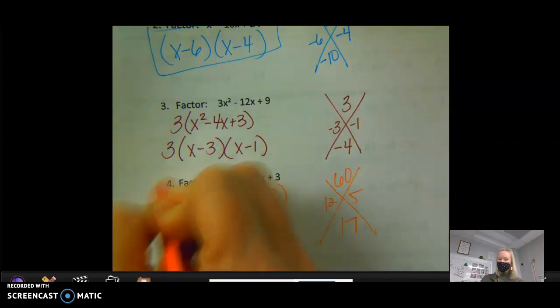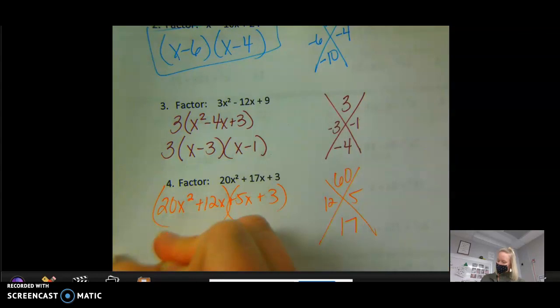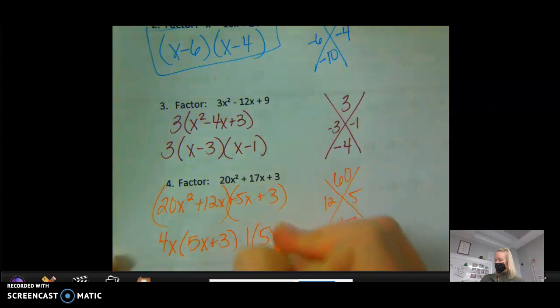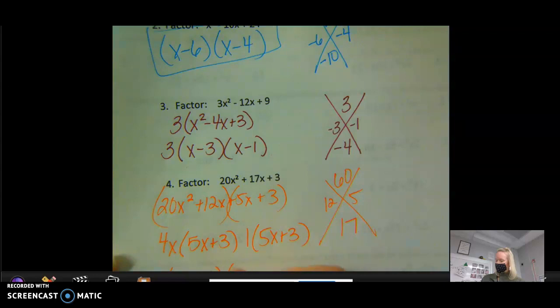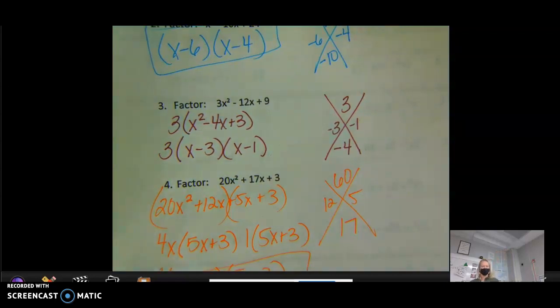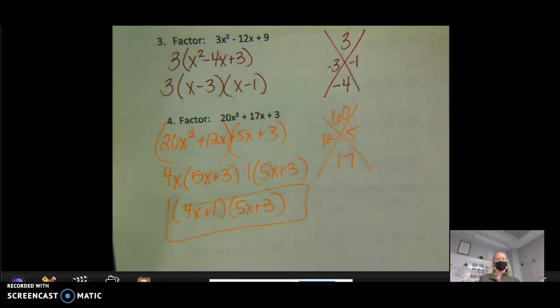Group, group, group, group. GCF of the first set is what? What do I have left? GCF of the second set. 4x plus 1, 5x plus 3. Oops, you can't see that. Questions on that, guys?